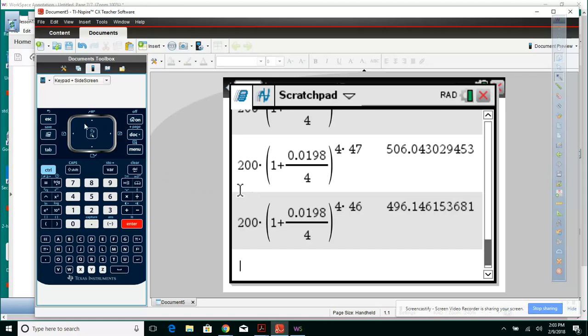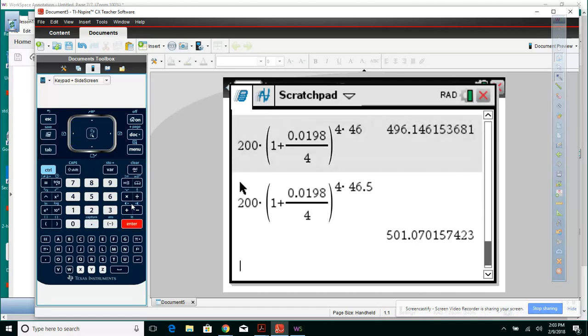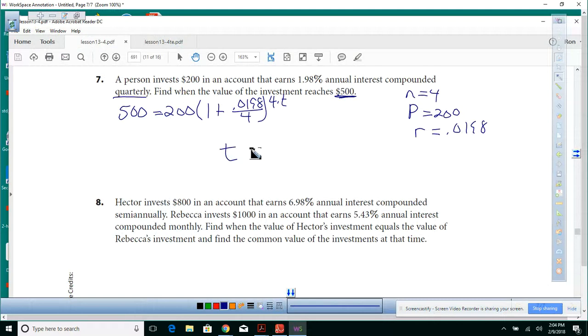So that's probably not quite 46.5. We'll put 0.5 there. 501. So it's just under that. So we can say that T is approximately 46.4 years. Okay. And yeah, anyway. All right.